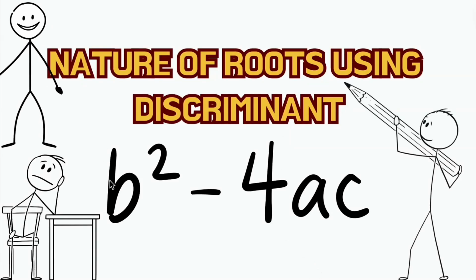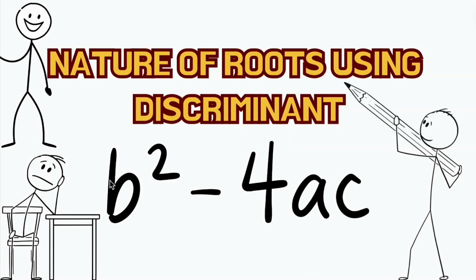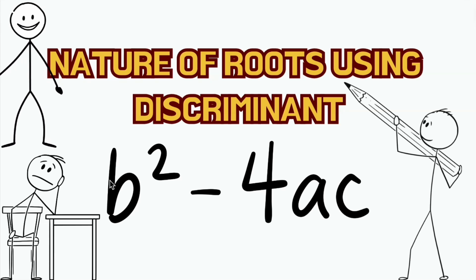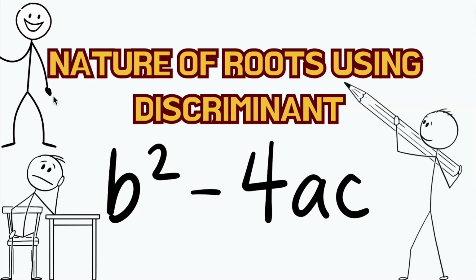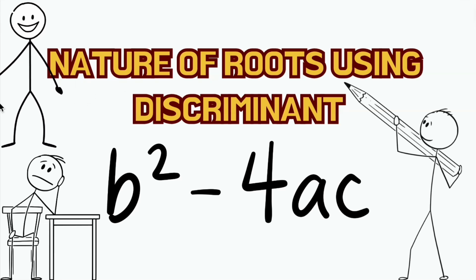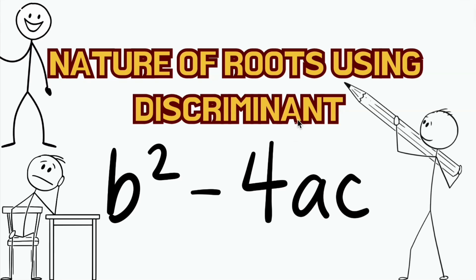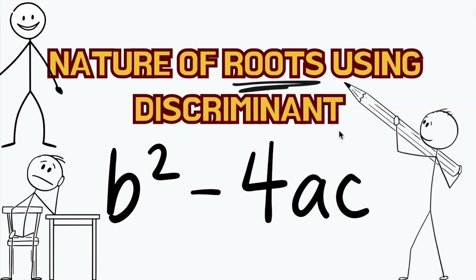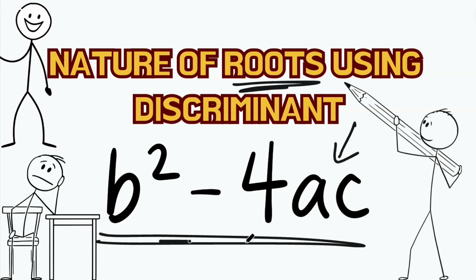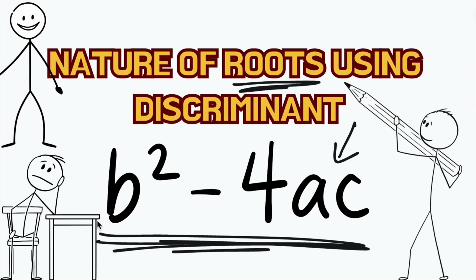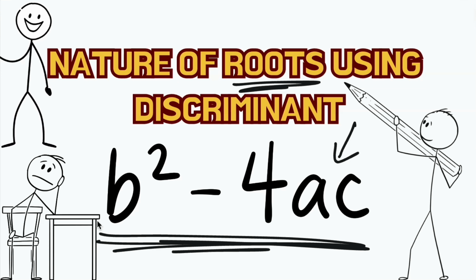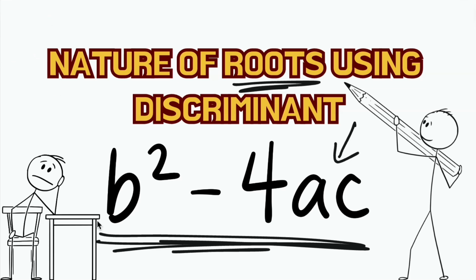Hi students! So today I'm going to discuss the nature of roots using this particular method called discriminant. When we say nature of roots, we have to find the characteristics of the solutions, or the roots, in other words, using this method called discriminant. As you can see, this is very familiar to us because we can see this particular formula in our quadratic formula, from our previous discussion.